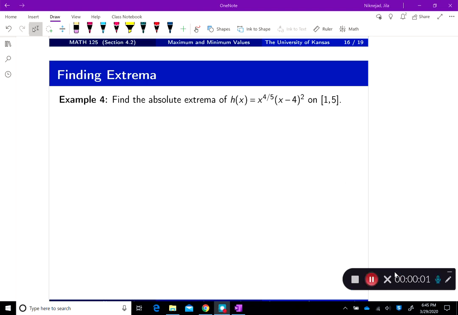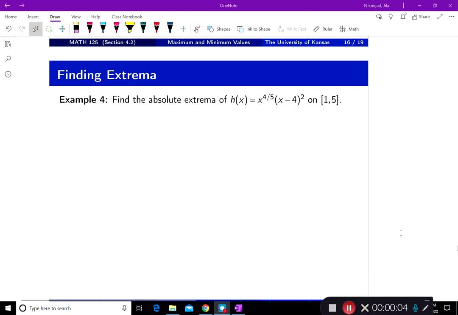Continuing with section 4.2, we want to show another example of the closed interval method. Here it says find the absolute extrema of h of x equals x to the power 4/5 times x minus 4 to the power 2. This function is continuous everywhere, and we're limiting the absolute extrema to a closed interval, so the extreme value theorem is satisfied.